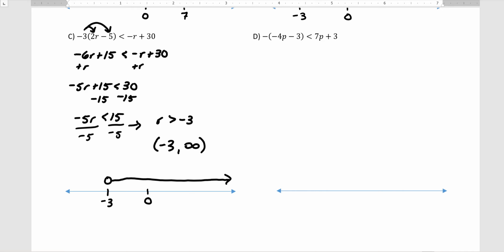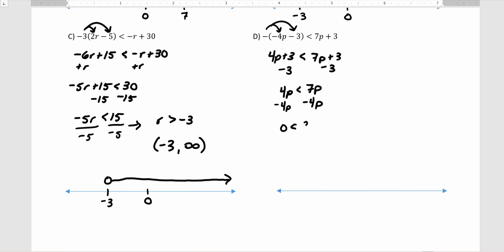Looking at letter D, the negative quantity of negative 4p minus 3 is less than 7p plus 3. Let's start by distributing this negative here. When I do that, I'd have positive 4p plus 3 is less than 7p plus 3. Subtract 3, subtract 3. So 4p will be less than 7p. Subtract 4p, subtract 4p. When I do that, I get 0 is less than 3p.